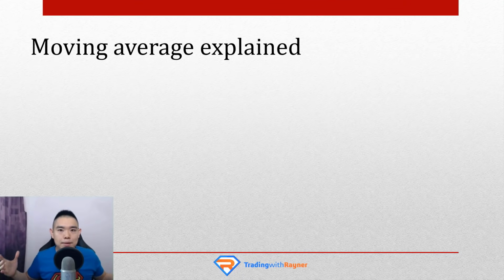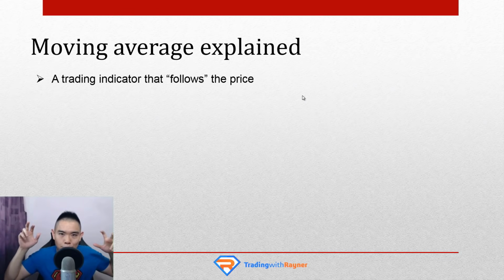So what is moving average? Moving average is an indicator that seems to follow the price. If you see the price heading up over time, your moving average will be pointing up higher. If you see the price heading down lower, you can expect your moving average to be pointing down lower as well. And why is that? That's because of the math behind it.